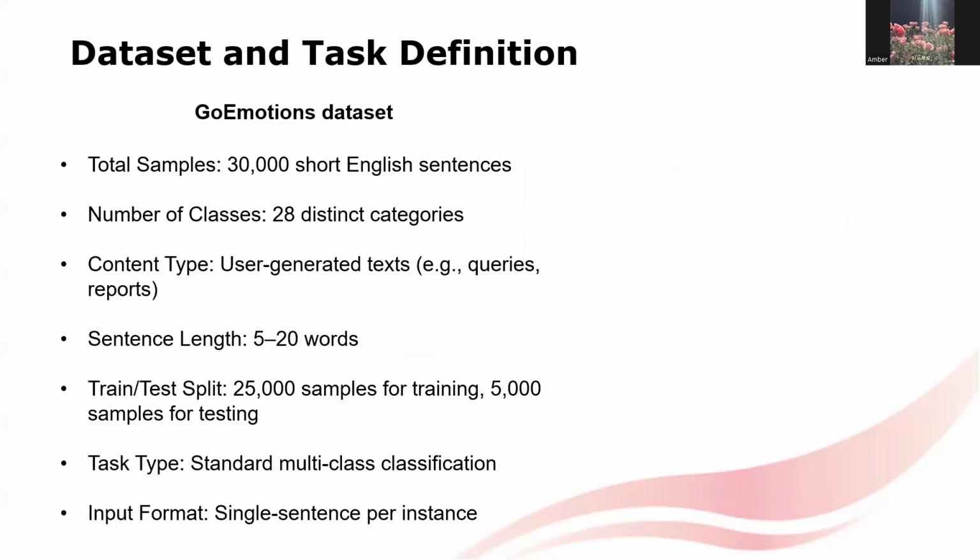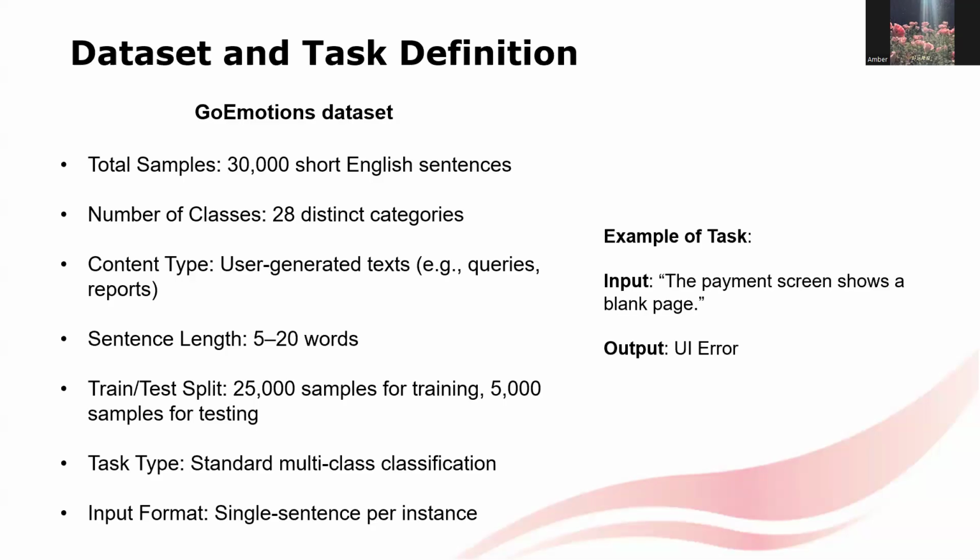For our experiment, we use a dataset of 30,000 short English sentences. Each one is labeled with a category like UI error or account access. Most sentences are pretty short, 5 to 20 words. We split the dataset into 25,000 for training and 5,000 for testing. The goal is to predict the correct label from 28 options, given just one sentence like this.